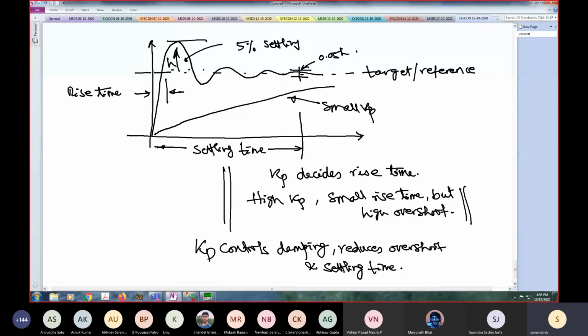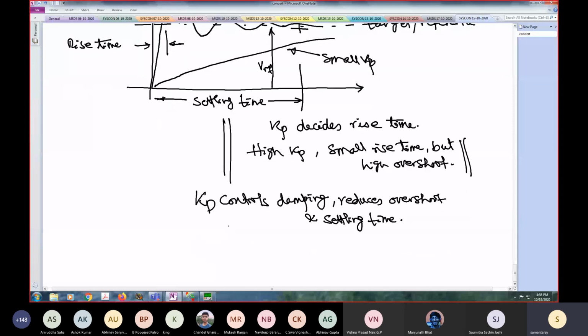Or sometimes it is not defined in terms of H; sometimes it is defined in terms of this, let's say the reference. So instead of this, 5% of the reference. Sometimes it is defined in terms of overshoot, sometimes in terms of the value you have to reach. As long as you reach within plus minus 5% of that target, that is called settling time. So if you increase Kd, settling time will reduce.